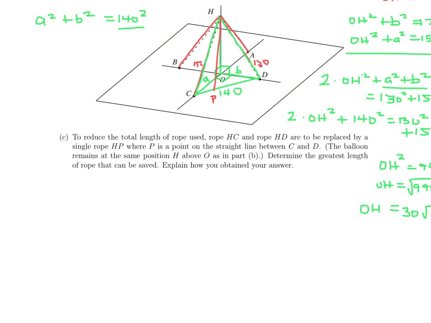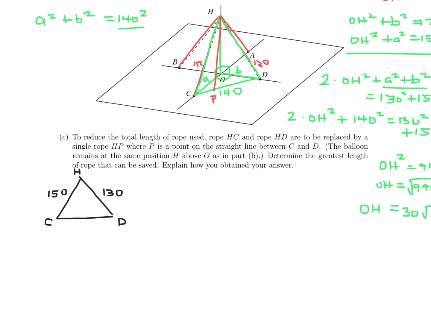Okay. So what I'm going to do is draw triangle HCD flat on this part here, like that. And HC was 150, and HD was 130. So it's not perfectly drawn to scale, but you get the idea. And then P is somewhere on that line between C and D.